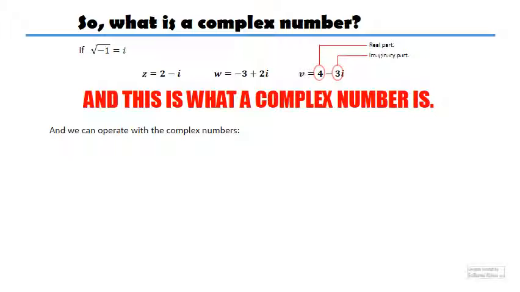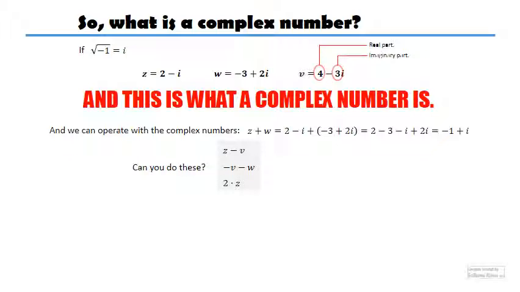So what are we going to be doing with it? We're going to be operating with complex numbers. Just going to add them, subtract them, multiply them, etc. See what happens. Adding them is really easy. You can do it straight away. If I get 2 minus i plus -3 plus 2i, well, I'm going to end up with 2 minus 3, minus i plus 2i, which is -1 plus i. There you go. I just added z plus w and I get a different complex number.